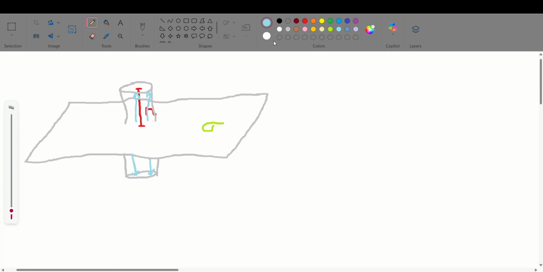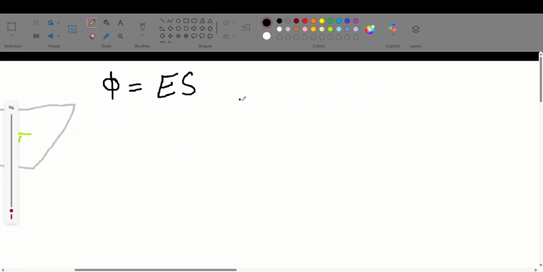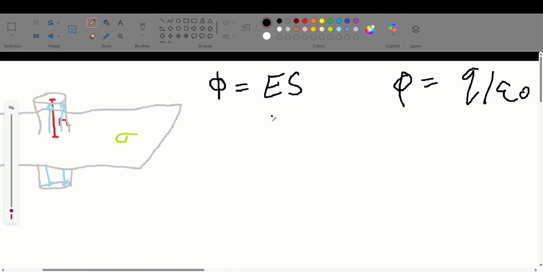So here let us calculate the flux. We have the first equation which says that flux is the electric field multiplied by the surface area, and we have the second equation which says that flux is the charge enclosed by the body divided by the permittivity of free space. Now E is the value that we are looking for, so we are not going to sub that in just yet.